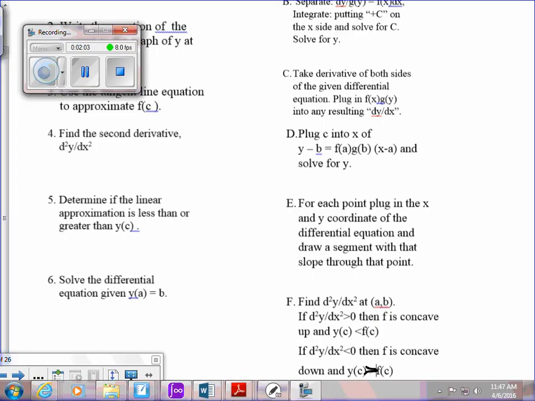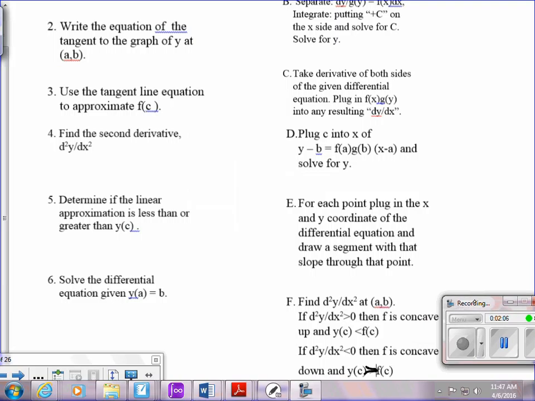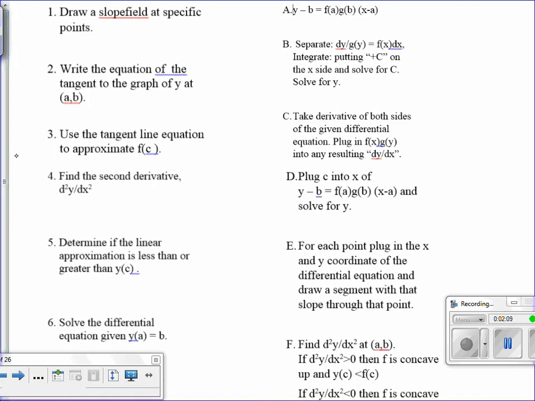I'll come around. All right, let's see if we can match these up. Where's my first task? Draw a slope field at specific points. You would plug in the x and y coordinates at each point and draw a little segment with that slope. Nice. 2. Write the equation of the tangent to the graph of y at the point (a, b). There it is, y minus b. This is just the differential equation, that's just what the derivative was equal to when you plug in the a for the x and the b for the y. That's correct.